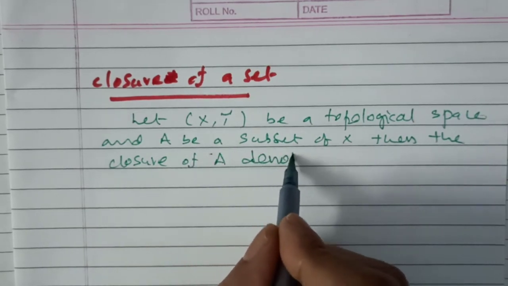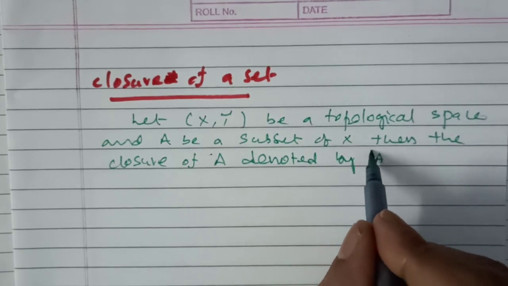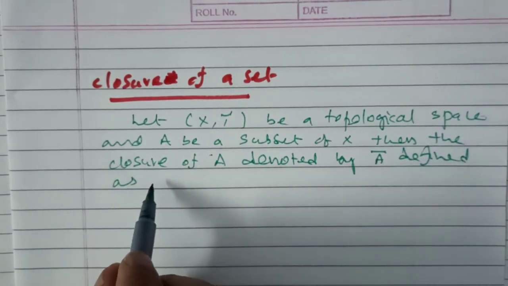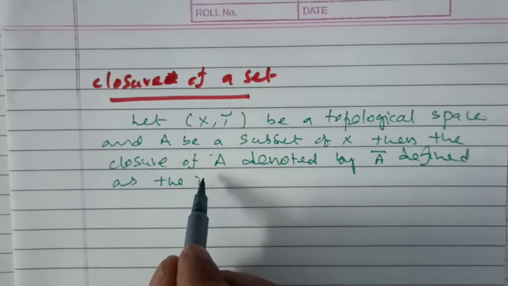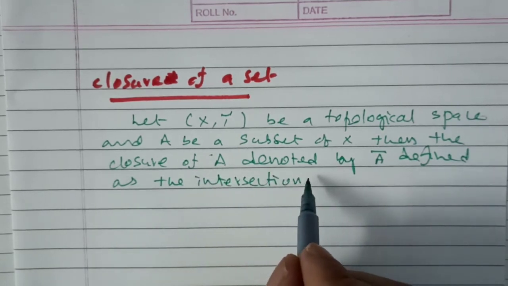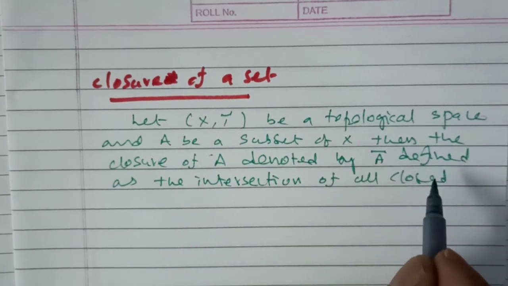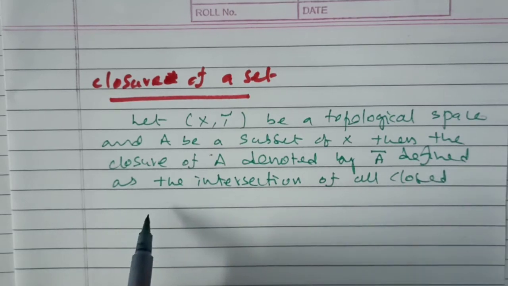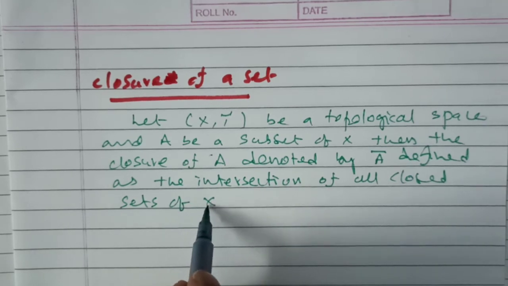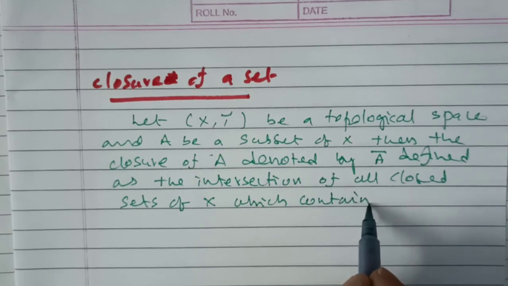denoted by A bar, is defined as the intersection of all closed sets of X which contain A.